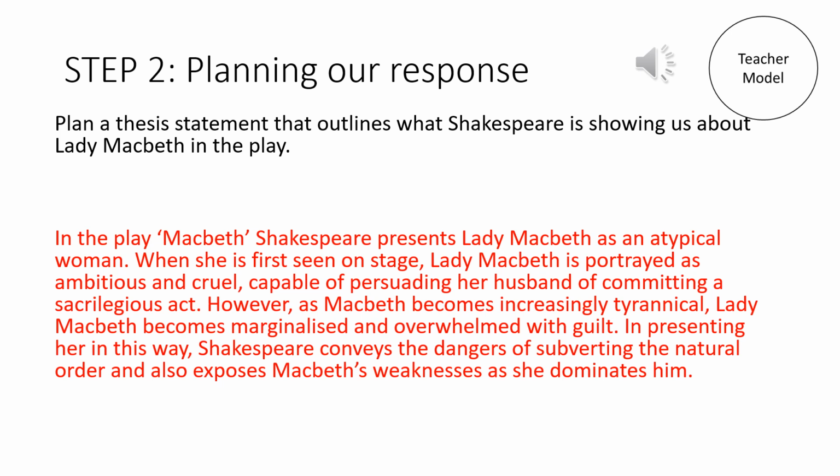Okay, here's your model example. So we've got that keyword in that first sentence, atypical. She doesn't fit the gender stereotypes of the Jacobean era. And we've also got a sense that she's ambitious and cruel, as well as capable of manipulating or persuading her husband to commit a crime against God. So all of that fits into the idea that she's atypical, that she's rebelling, challenging God, which she's therefore punished for later in the play.